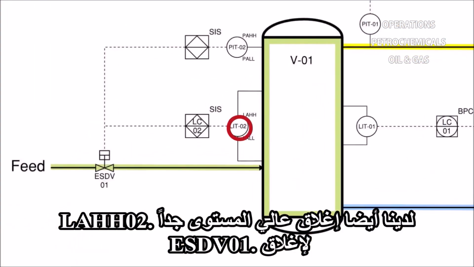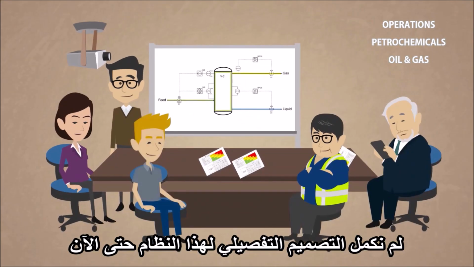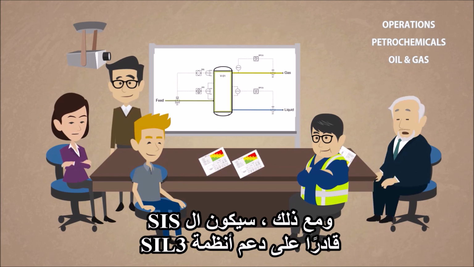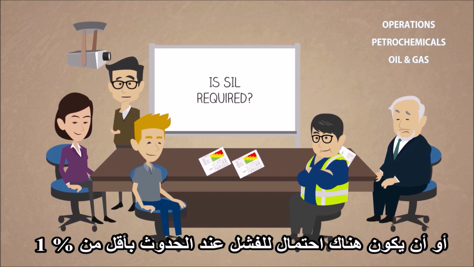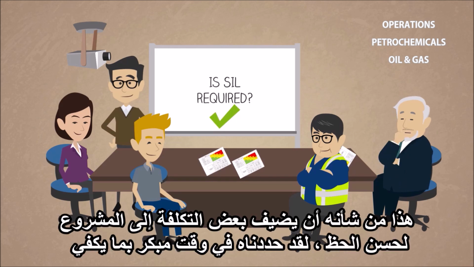We also have the high-level shutdown LAHH2 to close ESDV1. We haven't completed the detailed design of that system yet. However, the facility SIS will be capable of supporting SIL-3 systems. Unless there's another layer of protection, it will need to be at least 99% reliable, or have a probability of failure on demand of less than 1%, which means it will need to be a SIL-2 rated system. That will add some cost to the project. Luckily, we identified it early enough that it shouldn't be too much of a setback.